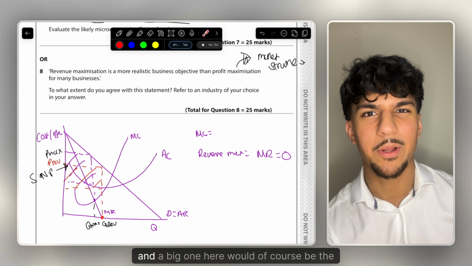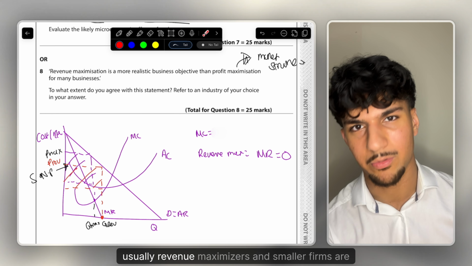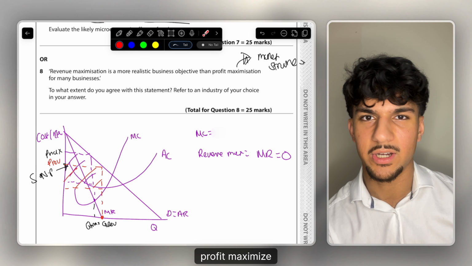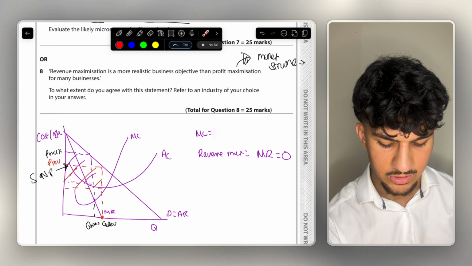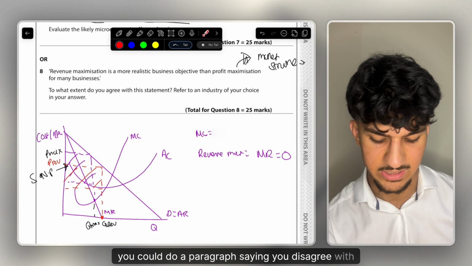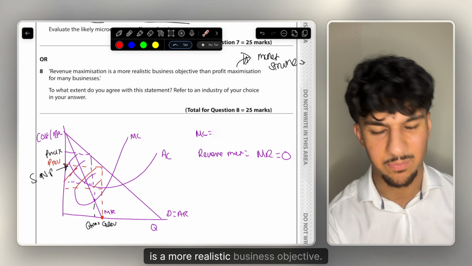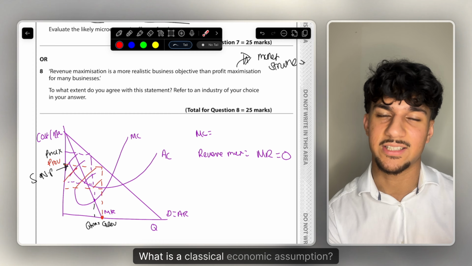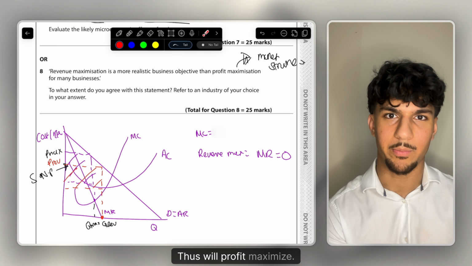like the CMA. And a big one here would, of course, be the principal agent problem, where large firms would usually revenue maximize and smaller firms are more likely to profit maximize due to things like the divorce of ownership and control. And then if you wanted to, you could do a paragraph saying you disagree with the statement and saying why profit maximization is a more realistic business objective. You could just relate it back to the classical economic assumption. What is the classical economic assumption? That firms are profit maximizers, thus will profit maximize.